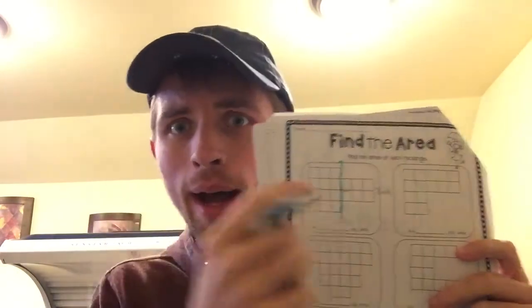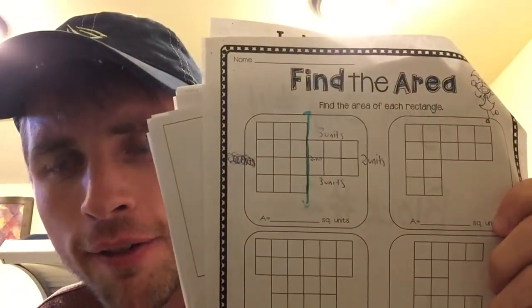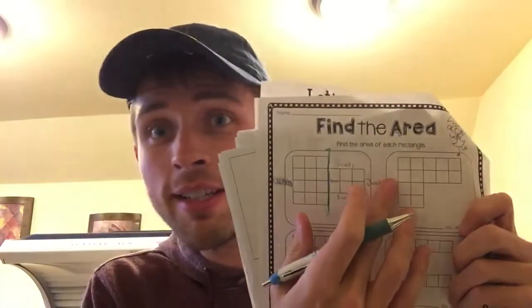Now I need to find my what? Width. Width's going to go across because width is how wide? 1, 2, 3. 3 units, right? And if it's 3 units up top, that means it should be what? 3 units on the bottom, right? So I've got 3 units, 3 units. You with me so far? Found the dimensions of this shape.